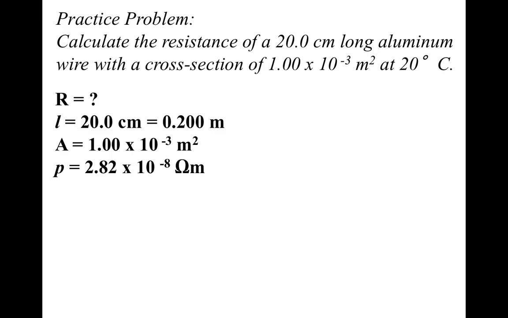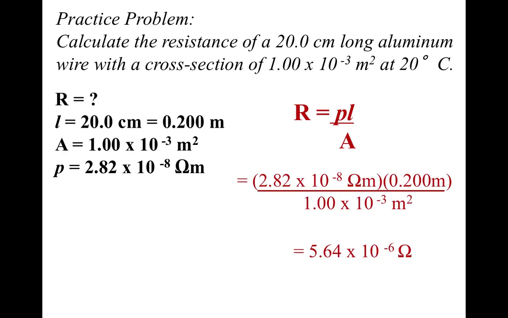So here's our given information. Take note, you do need to convert centimeters to meters. You will also need your reference table for the resistivity of aluminum. Again, it was very specific in the question, the type of material, so you have to go to your reference table to find that. We're using this new equation, substitute, and you should get an answer of 5.64 times 10 to the negative 6 ohms.